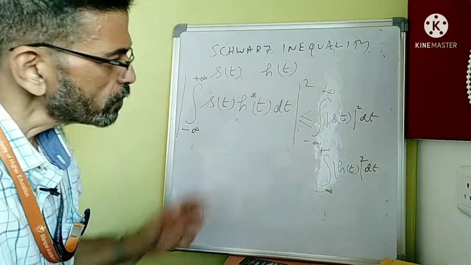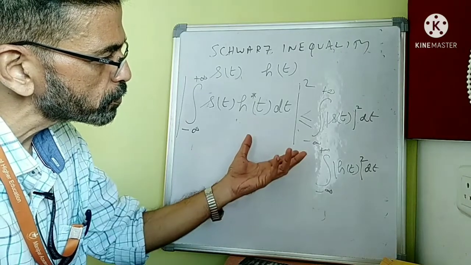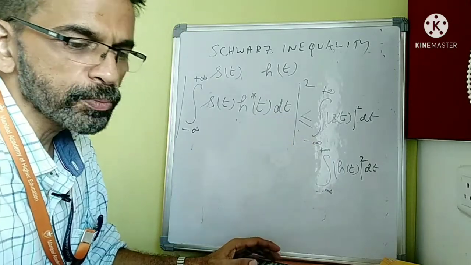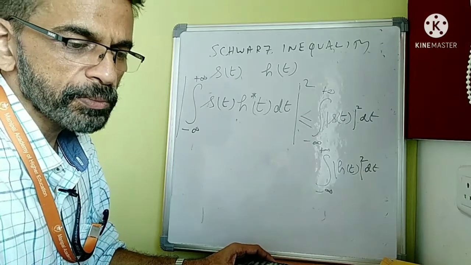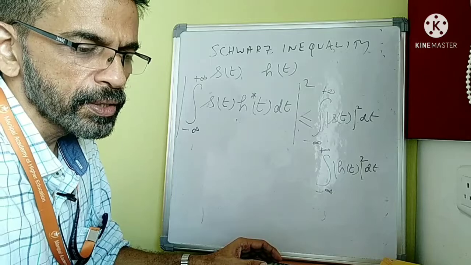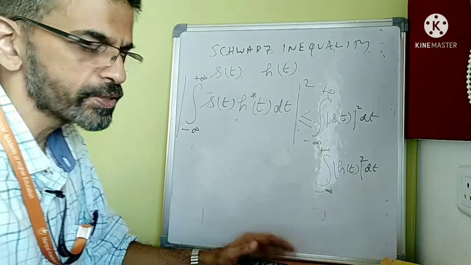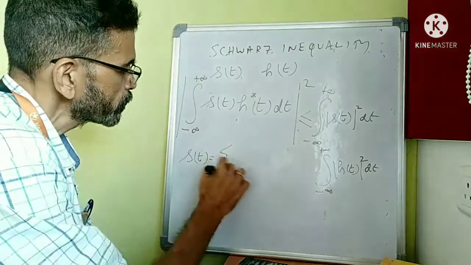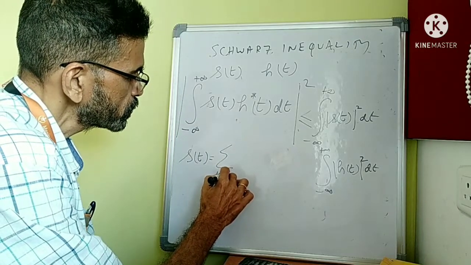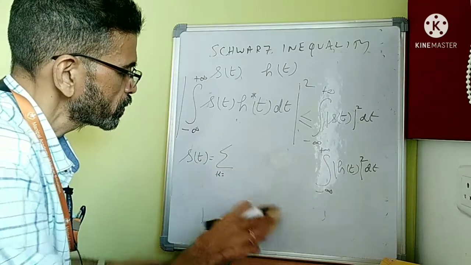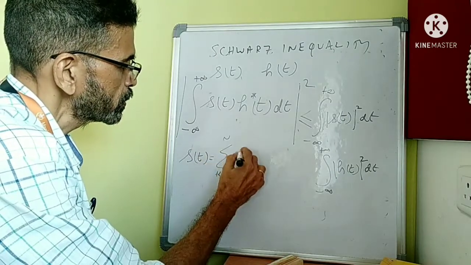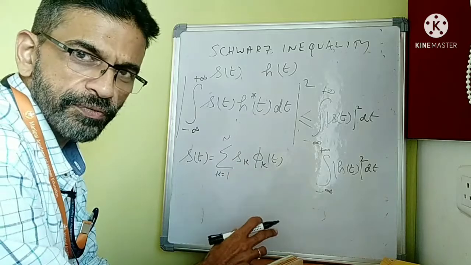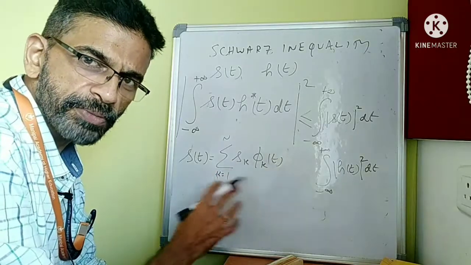Now we will try to prove this inequality. There are many ways in which it can be proved, so I will just give a proof here in a slightly different way, and I will be making use of the idea of the series representation of finite energy signals. So what I am going to do is make use of the concept that s(t) can be expressed as a series, sum from k=1 to n of s_k phi_k(t), where s_k are the coefficients of expansion and the phi_k(t)'s are the orthonormal basis functions.